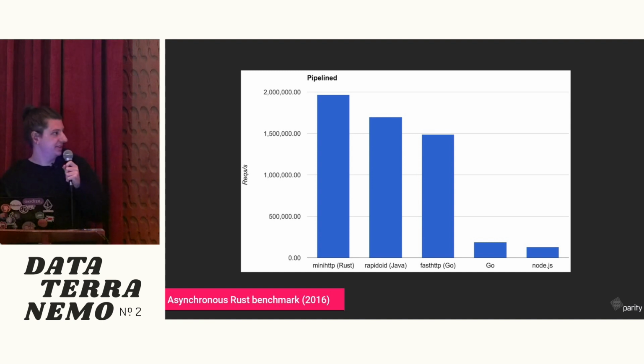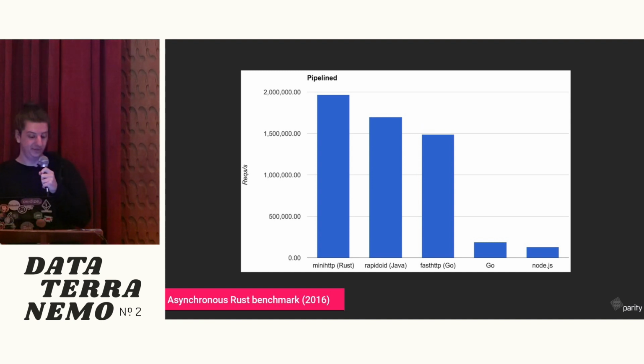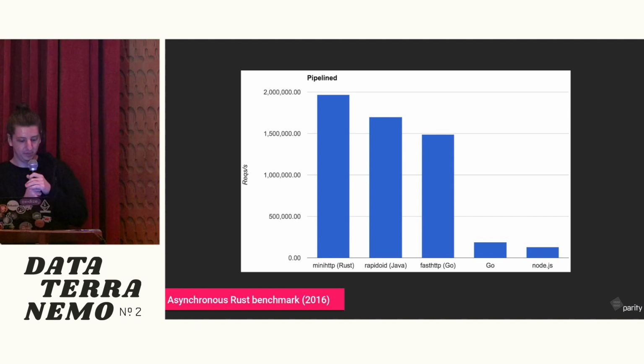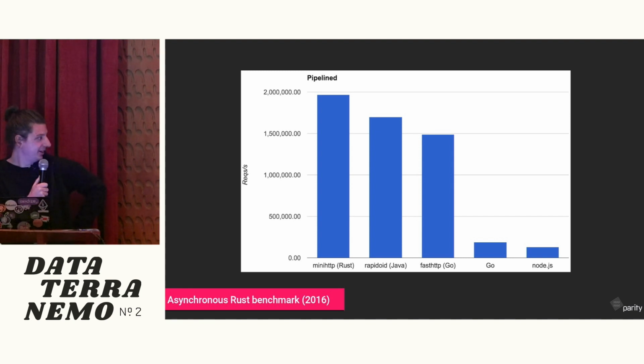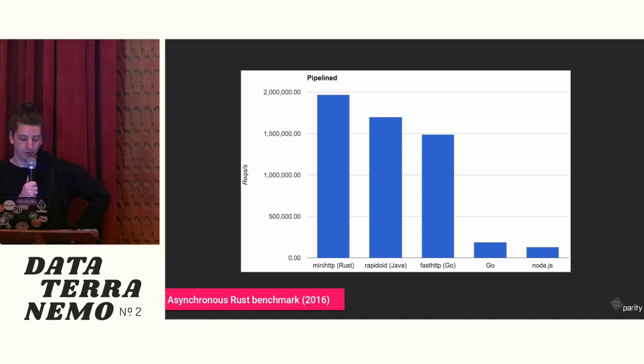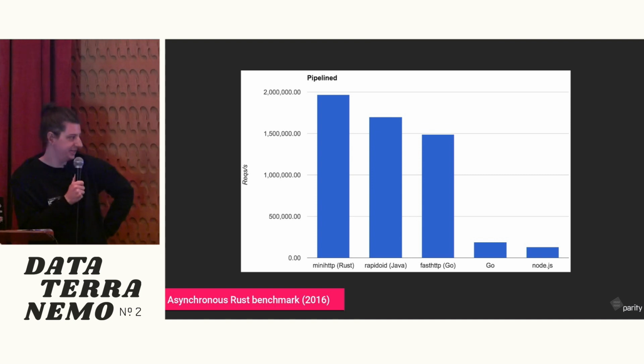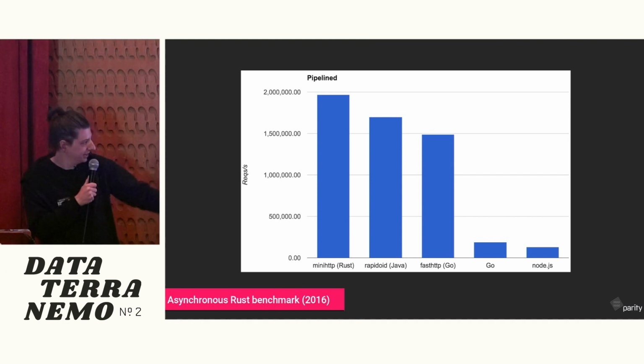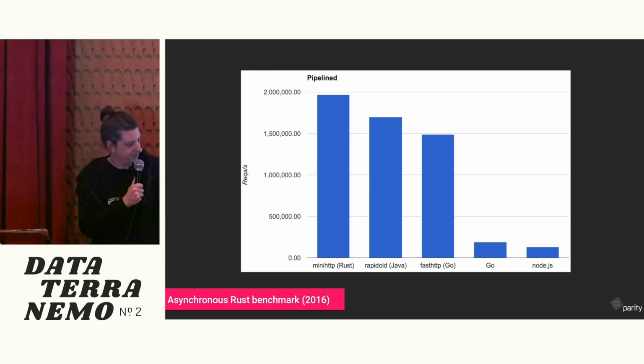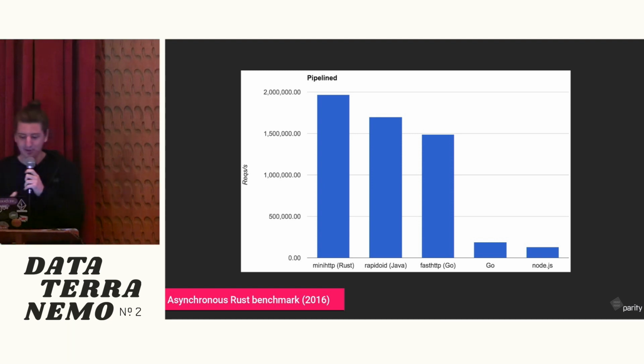This system of cooperative multitasking in Rust specifically is extremely fast. So that's a blog post from 2016. Unfortunately, I don't know anything newer than that, but it showcases asynchronous Rust. Higher is better, and the first one is Rust. That's all you need to know.